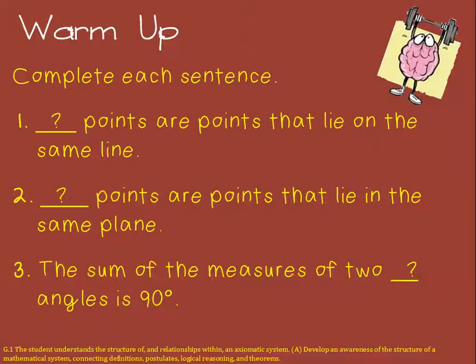Okay, let me let you know what these answers are. This first blank is going to be collinear. Collinear points are points that lie on the same line. The answer to number 2 is coplanar. Coplanar points are points that lie in the same plane. And then the sum of the measures of two complementary angles is 90 degrees.